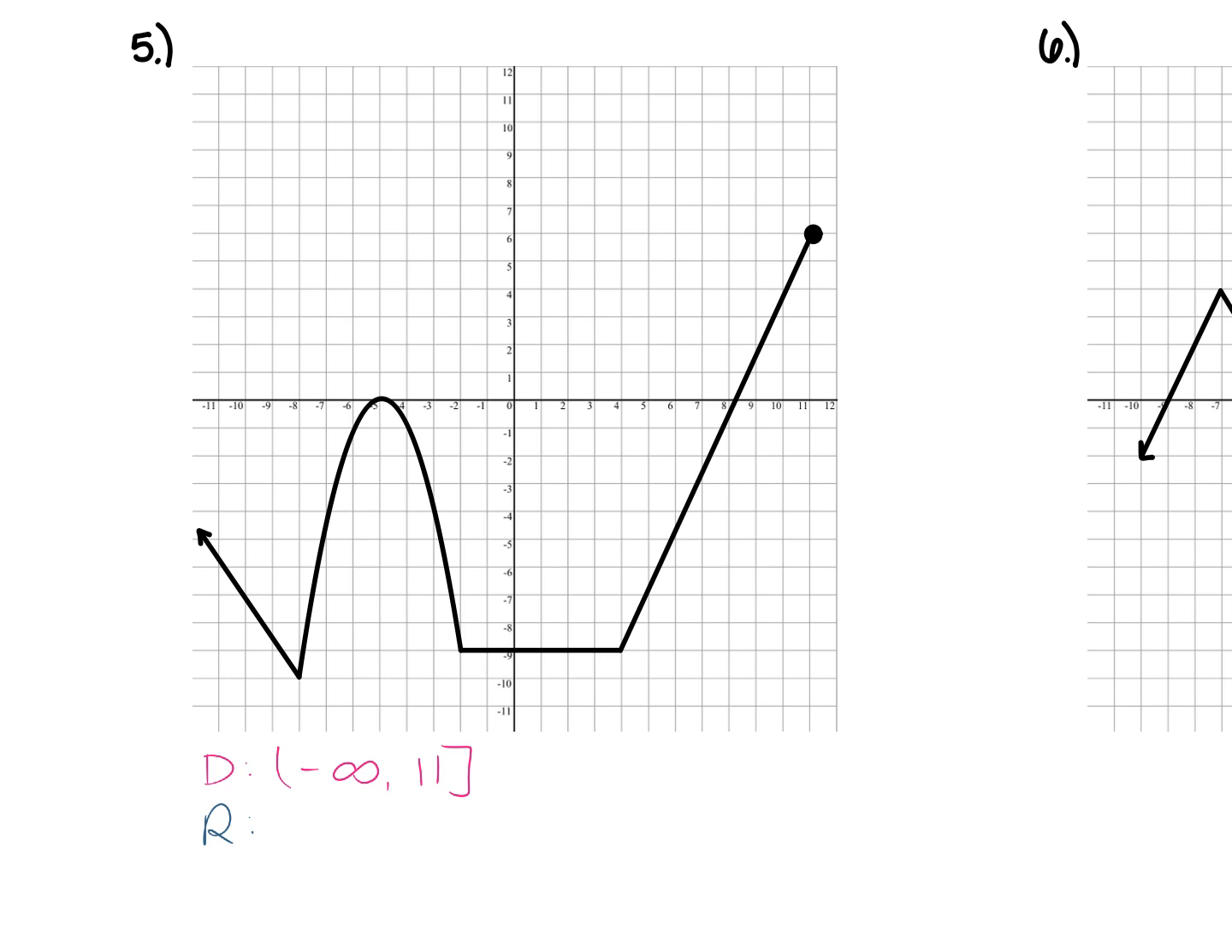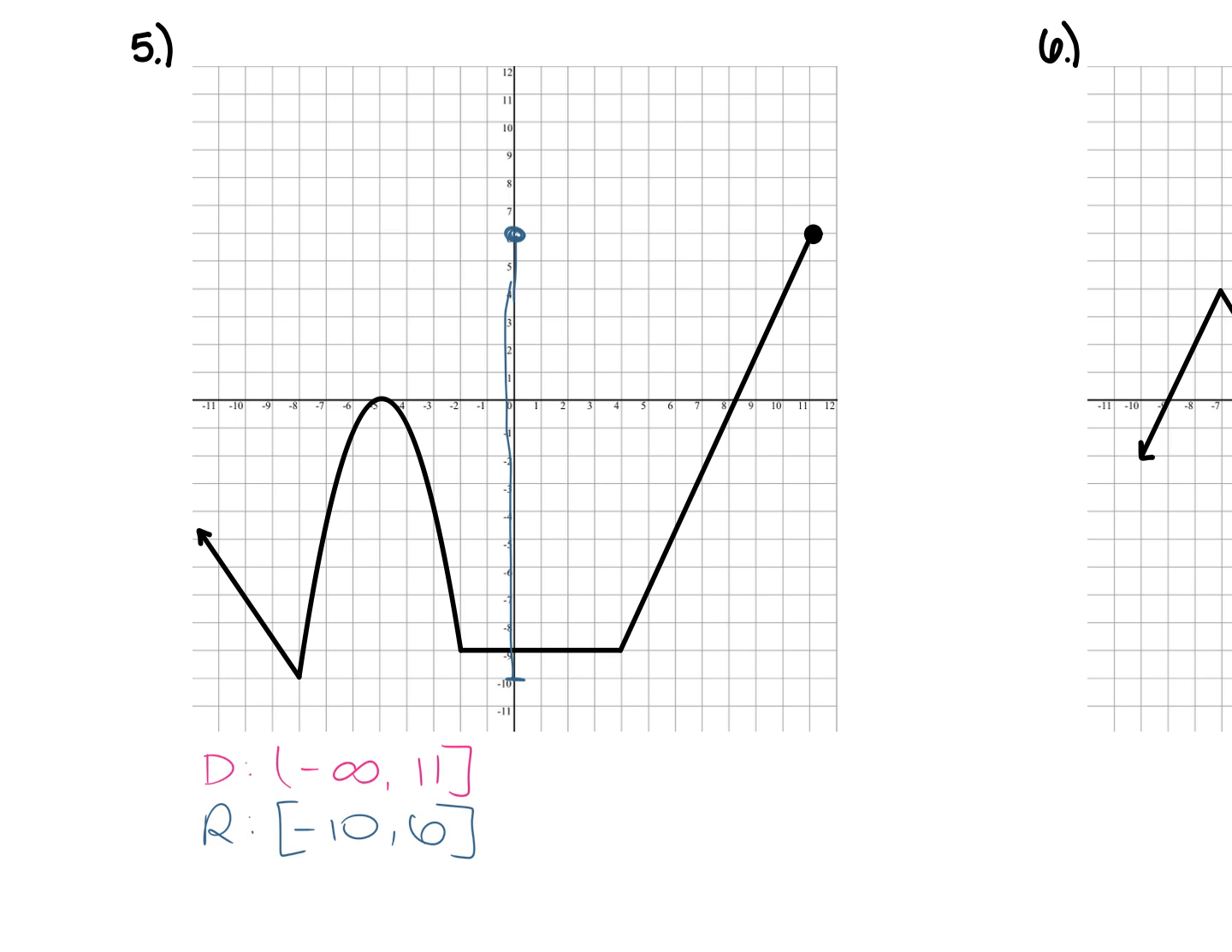Your range, the lowest y value that you see here is negative 10. It will then continue to go up, not to positive infinity. It'll continue to go up to where that point is, because that's the highest value. So that's at 6. So you're going from negative 10 to positive 6.